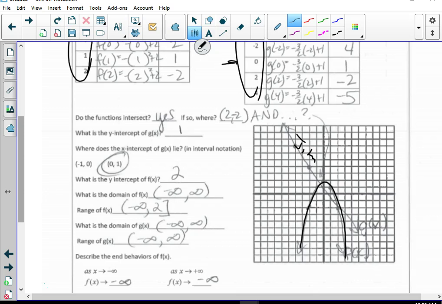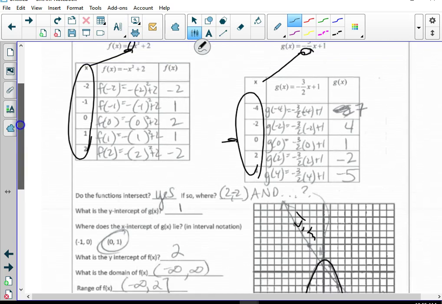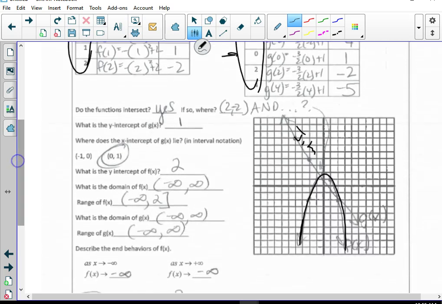Wait, then how is it a parabola? The first one's a parabola right here. How? What do you mean how? It can go up. It's got a 2 right here. It's quadratic. Oh. Okay. Okay, so do the functions intersect? Yes, sir. Yes, they do.